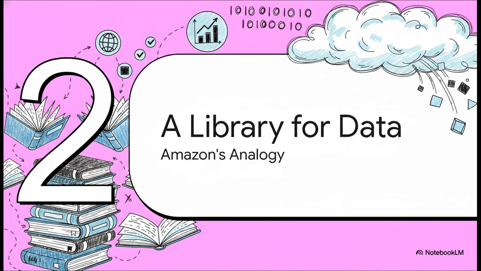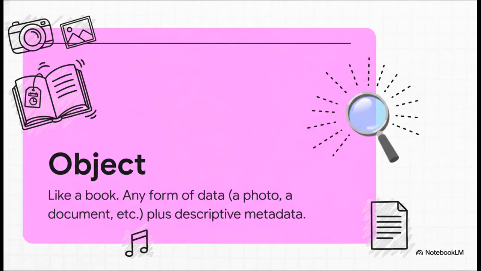All right, so if it's not folders, what is it? Amazon actually gives us a really great analogy to build a mental model here. I want you to stop thinking of S3 as a file cabinet and start thinking of it as a massive, infinitely large library for all your data. So first up, you have the object. In our library, this is the book itself. It's your actual data, the photo, the log file, the movie. And it also comes with some metadata, kind of like that little card on the book that tells you who published it and what it's about.